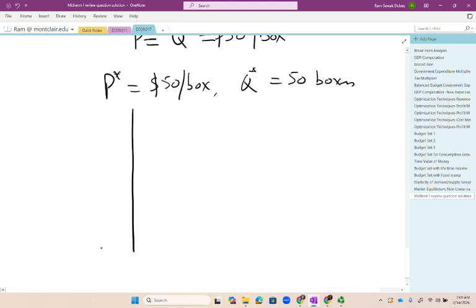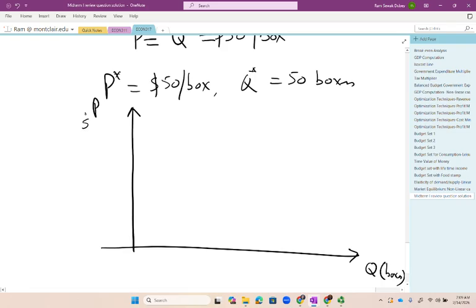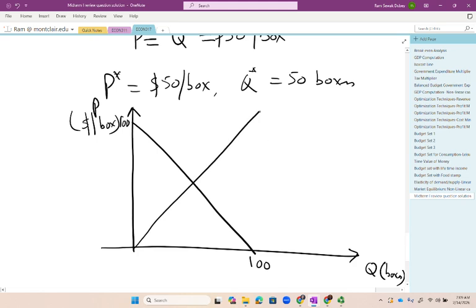So now I will again start with quantity on the horizontal, price on the vertical. Quantity is in boxes, price is in dollars per box, and we will draw the demand. We knew it was 100 vertical intercept, 100 horizontal intercept. That's the demand. This supply is a positive sloped straight line with slope equal to 1. So I'll call this supply.